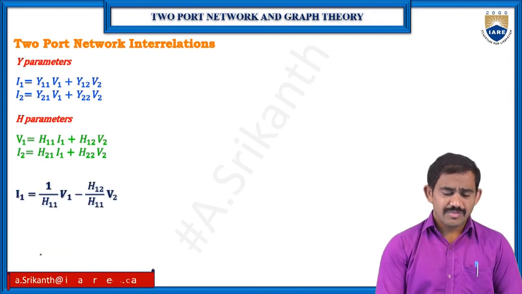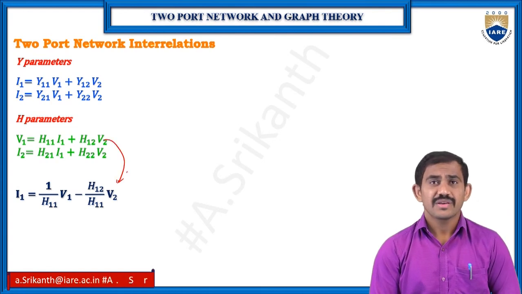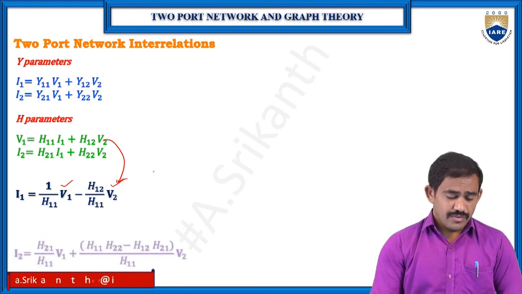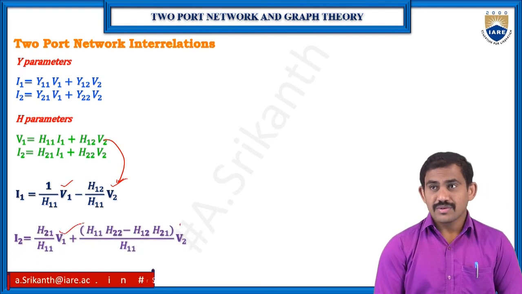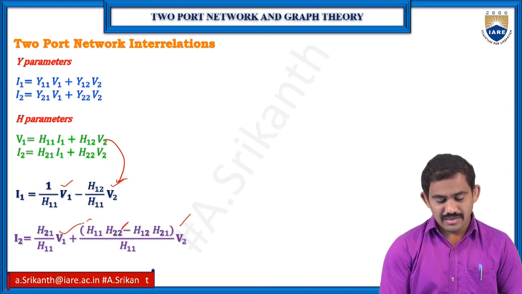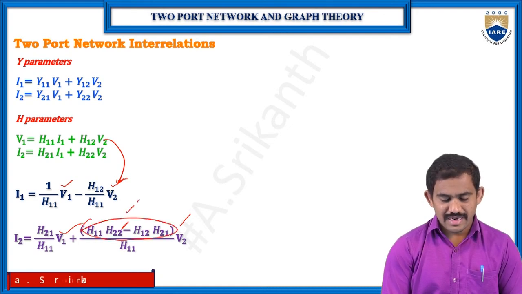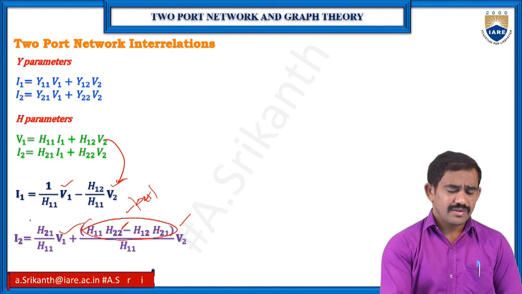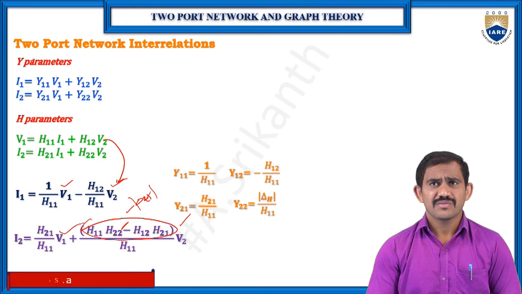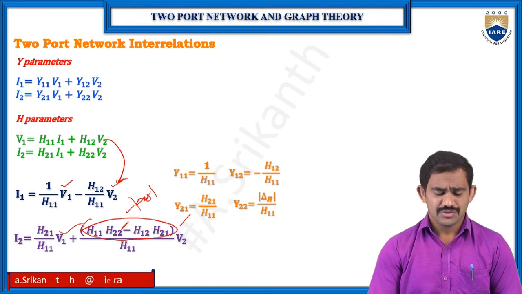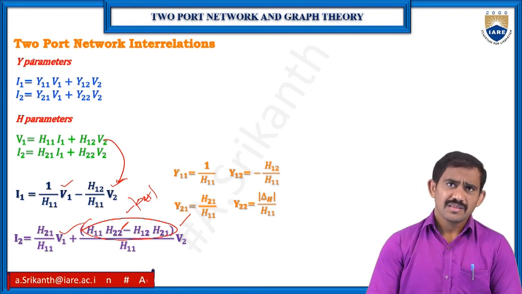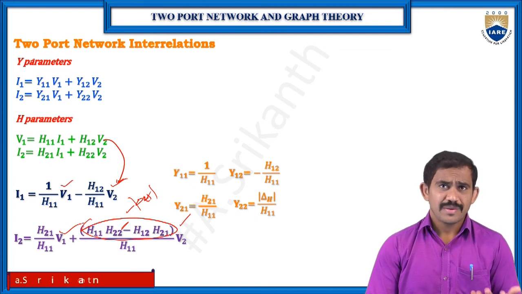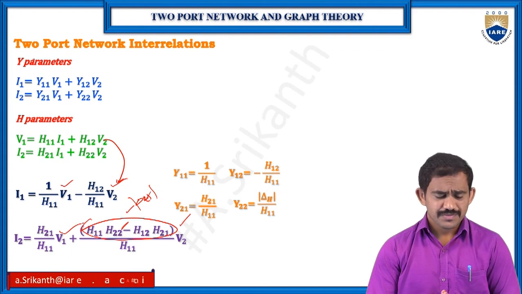So now from this equation, we have I1 in form of V1, V2. Same thing, I2 in form of V1, V2. And for this value, you can write delta H. And compare with your Y parameters value. We have Y11 value, Y21 value, Y21 value, Y22 value. Same thing, I know the Y parameters, I can find out the H parameters.